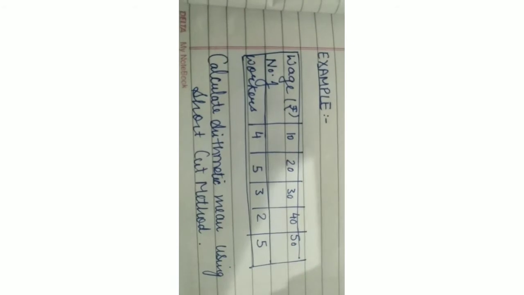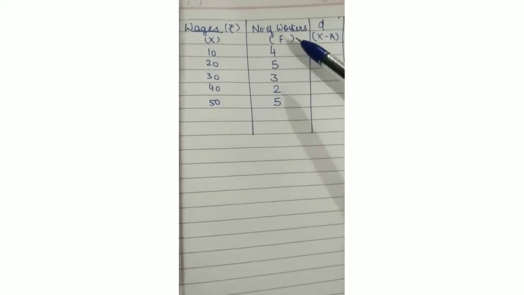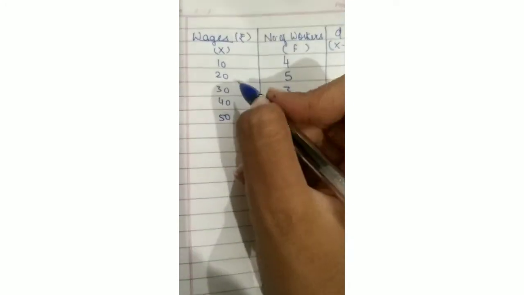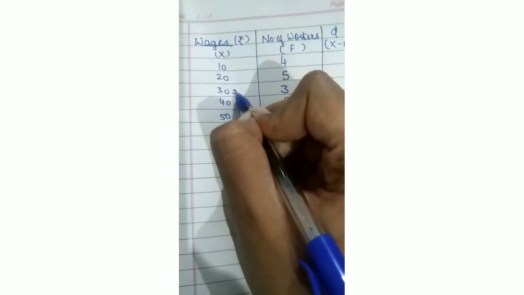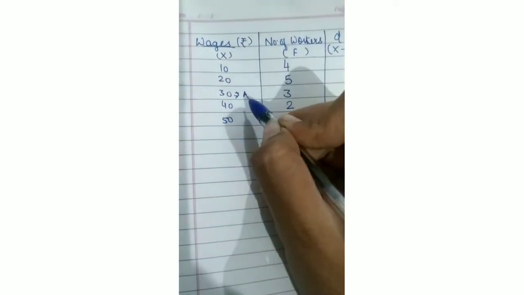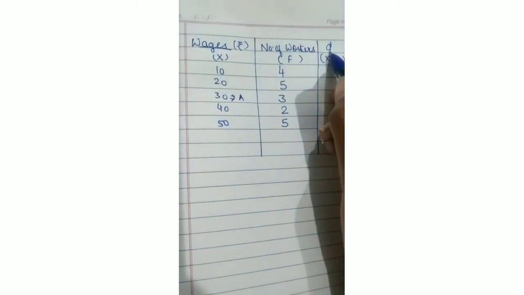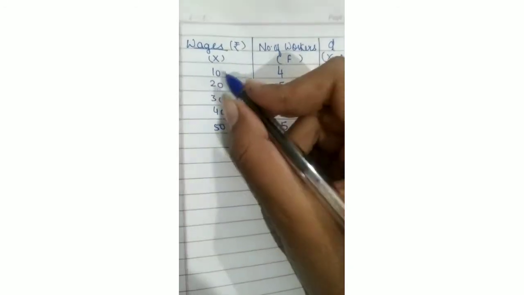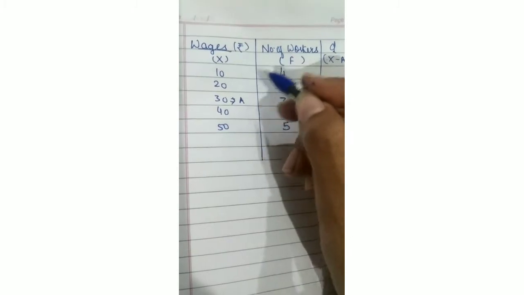Let us understand this with an example. As we know, we have to consider our wages x, number of workers f, and we have to find the deviation d. For that, we will consider the deviation d from our given x and assumed average, that is 30. So we considered our assumed average 30, and after that we have to find the deviations d. Using the formula x minus a, we will subtract and find our d.